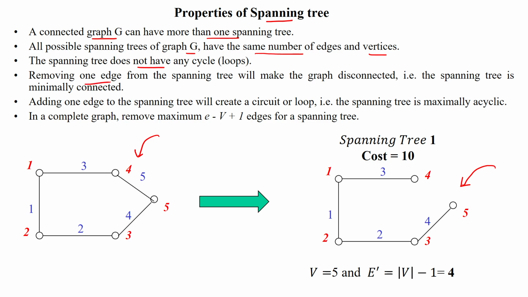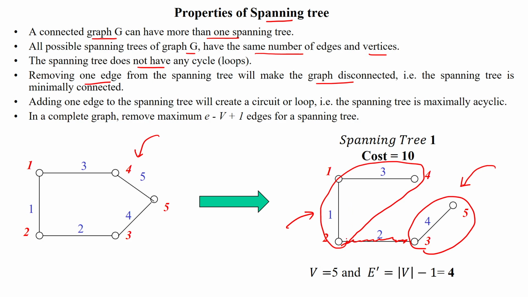Removing one edge from the given spanning tree will make the graph disconnected. For example, here this is the spanning tree. If I remove this edge from the spanning tree, it will make a disconnected graph. So the 3 and 5 will become one portion, and these three nodes will become one portion. So the entire graph becomes a disconnected graph.